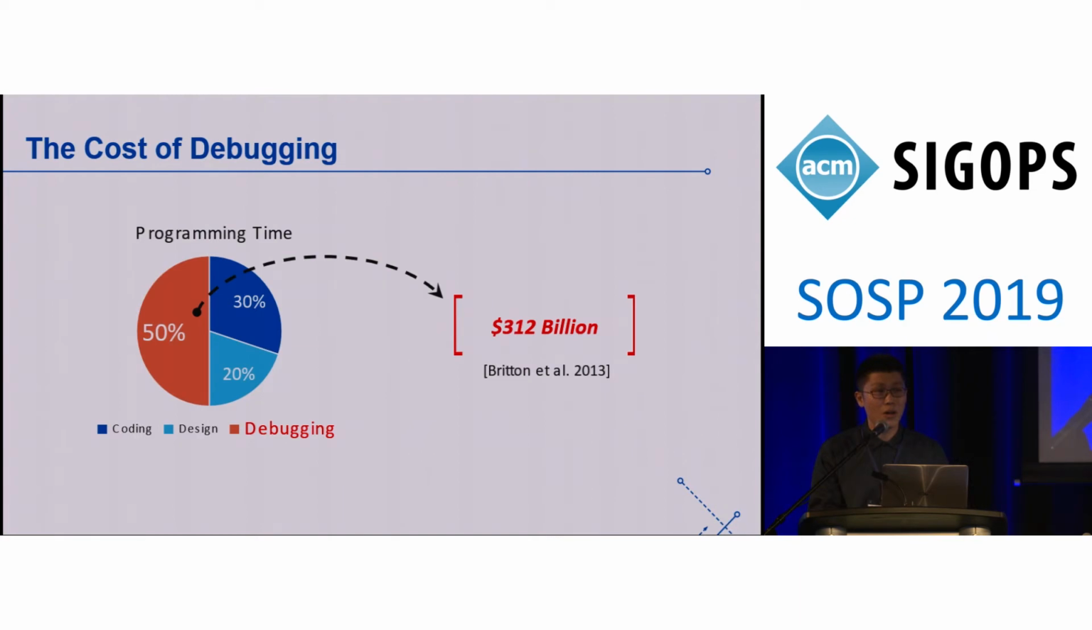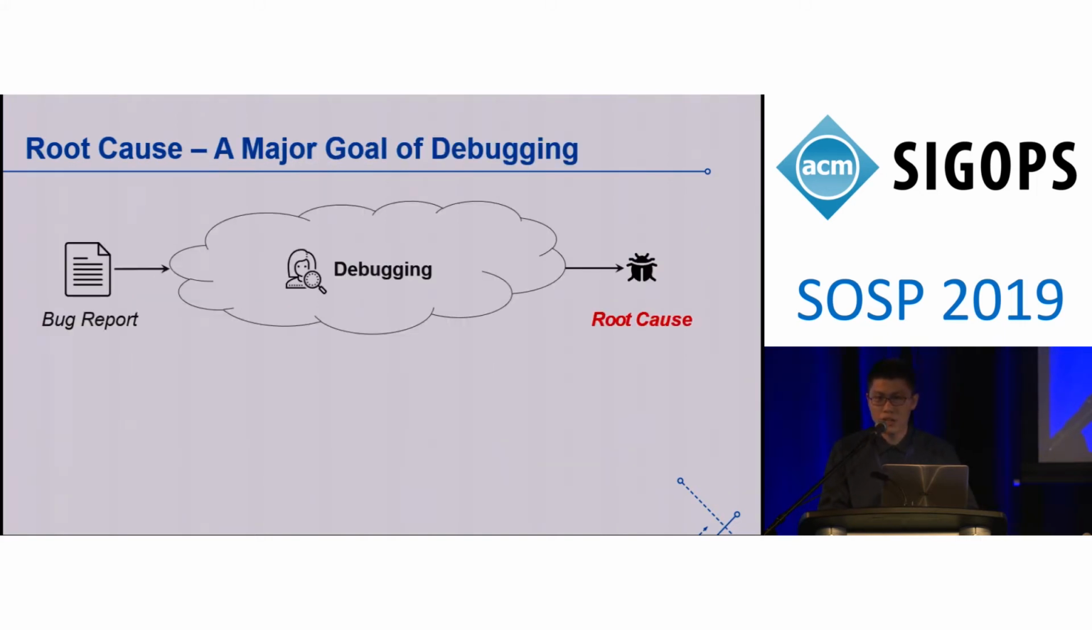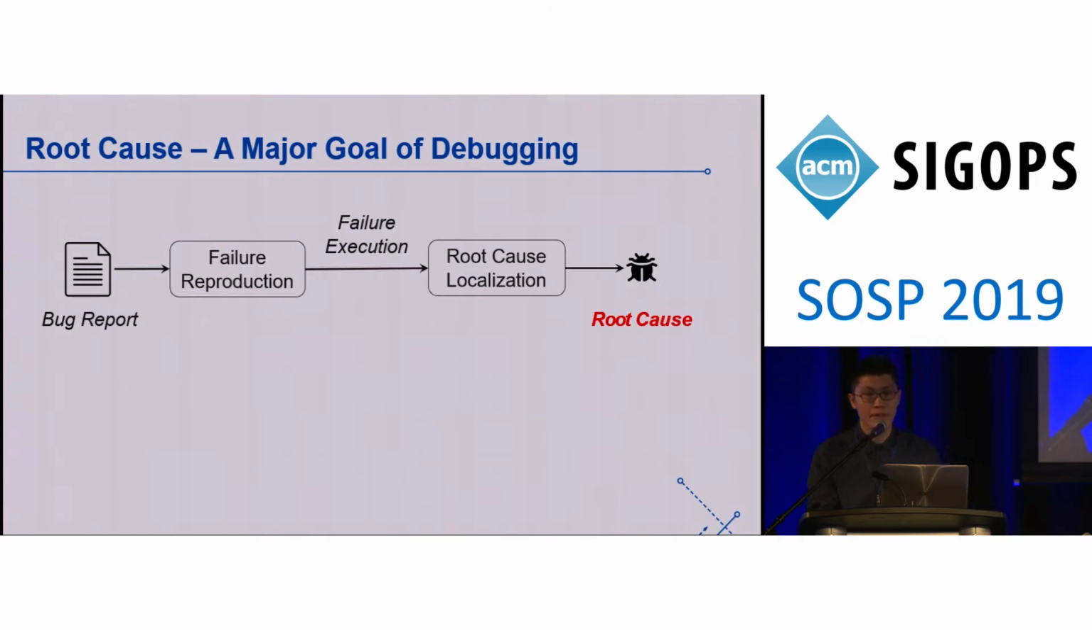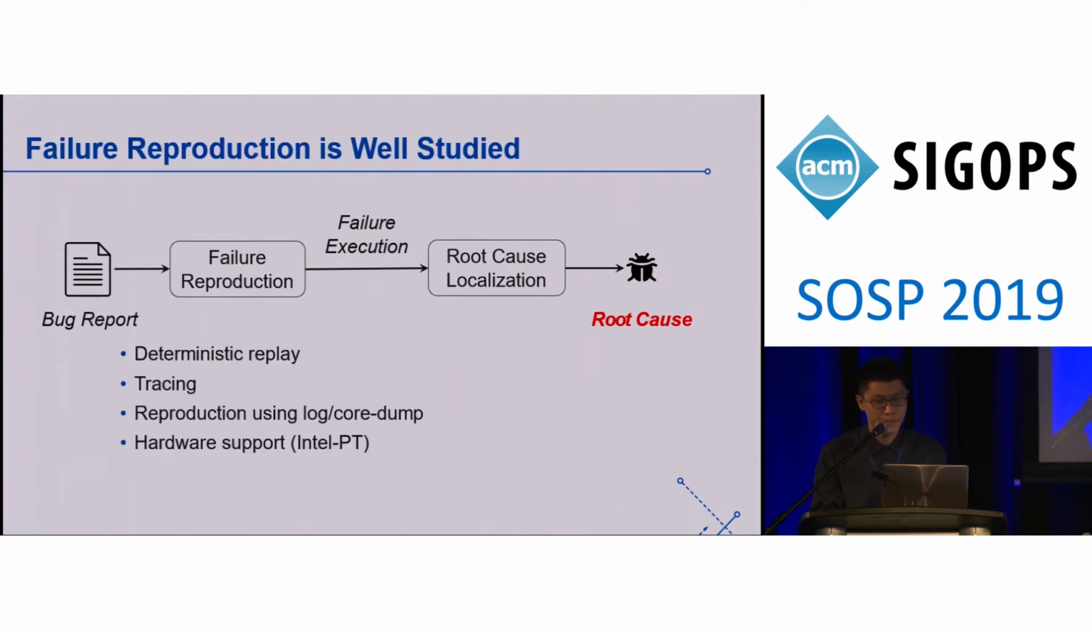As programmers, we all know that debugging is costly. Studies have repeatedly shown that debugging costs 50% of the time and billions of dollars each year. The major goal of debugging is to first locate the root cause. And this includes two steps. First, given a bug report, a developer typically needs to understand the failure so that she can reproduce it. Then she further needs to locate the root cause.